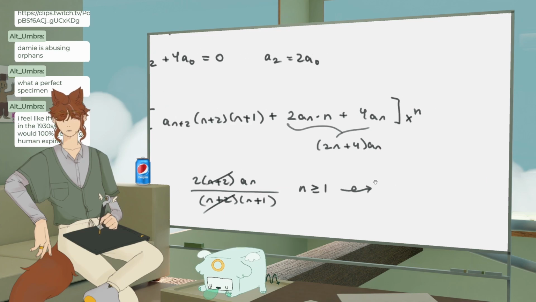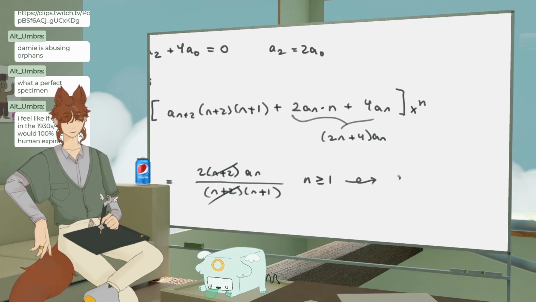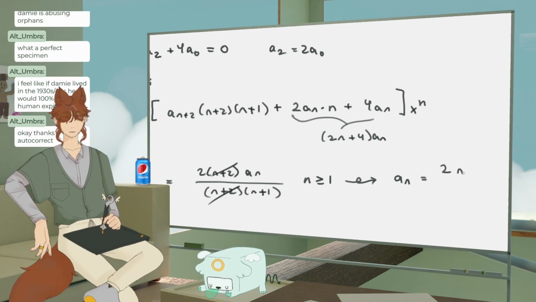Okay. I feel like if I lived in the 30s, 40s, I'd be 100% doing human experimentation. I'd be expiring people. I think that's just called killing people. I would not be killing people. Or do you mean experimentation? I don't think I would do that. That's too scary.